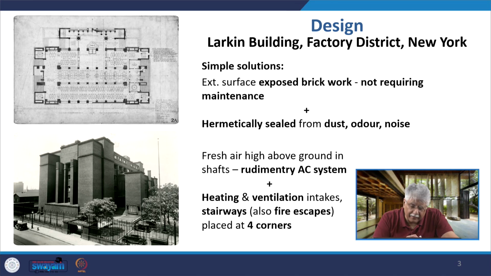Now, in the Larkin Building in this factory district of New York, very simple solutions were given by him. The exterior surface should have exposed brickwork not requiring maintenance. This was an area where there was a lot of smoke and fog and pollution in the industrial district. Such a facade would be easy to maintain. Very practical decision. The building would be hermetically sealed from dust, air and odor.